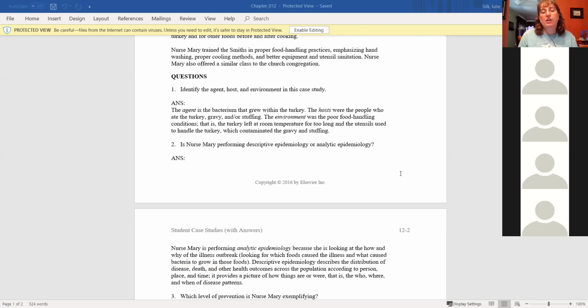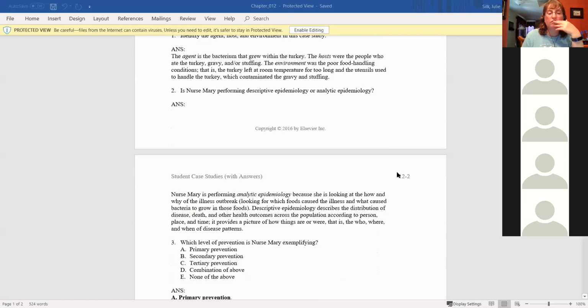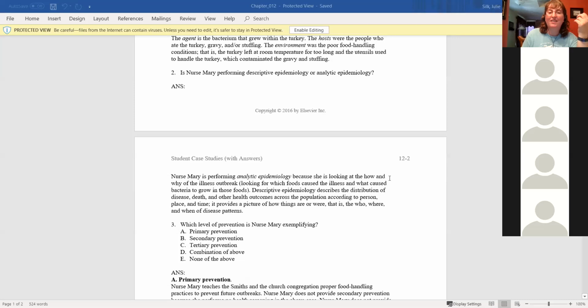Okay, which level of prevention is she exemplifying? You know how we talked about primary, secondary, tertiary? Well, technically, it would be primary when she was at the end teaching other church congregations and stuff like that. That would be primary prevention. Yeah, look at you. You're good. Yay. Okay, so primary prevention.